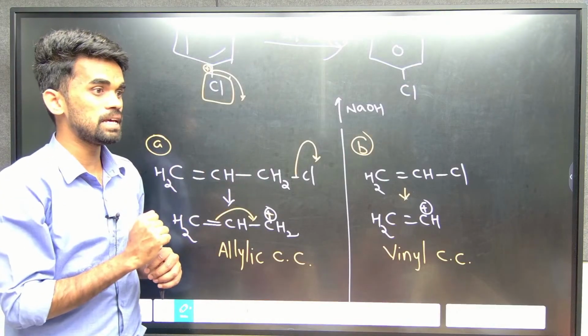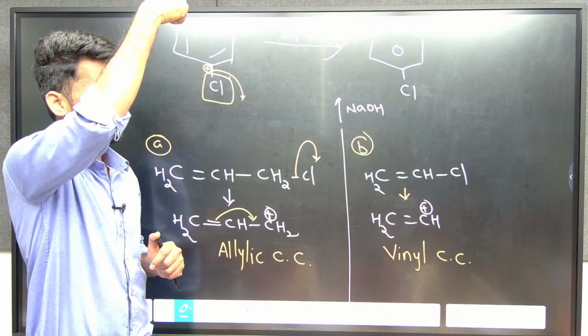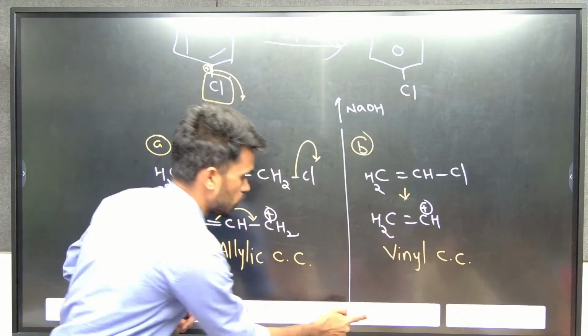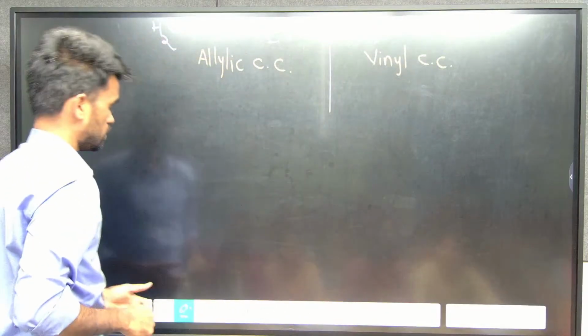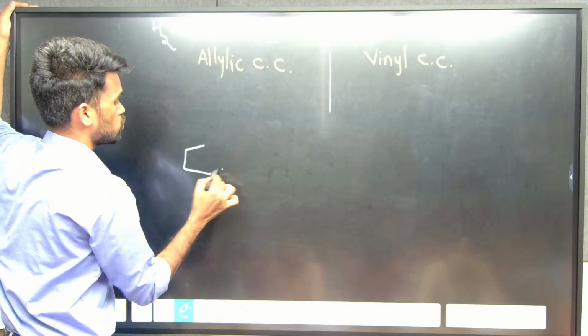Benzylic. Why benzylic? Because there is more conjugation in the benzylic case, so it will undergo it more easily. Is this clear, everyone? Okay. Next one. Up to here it is done. Next one, same story with this.